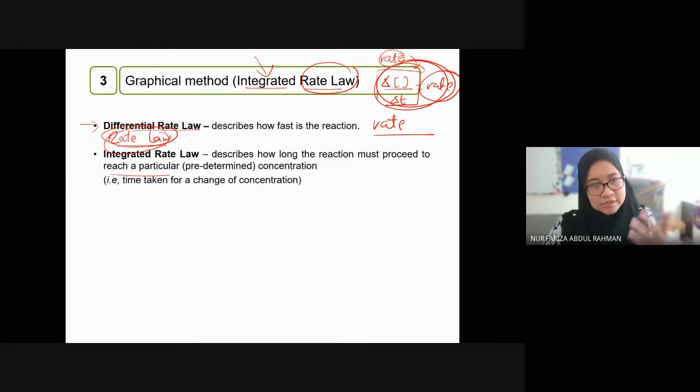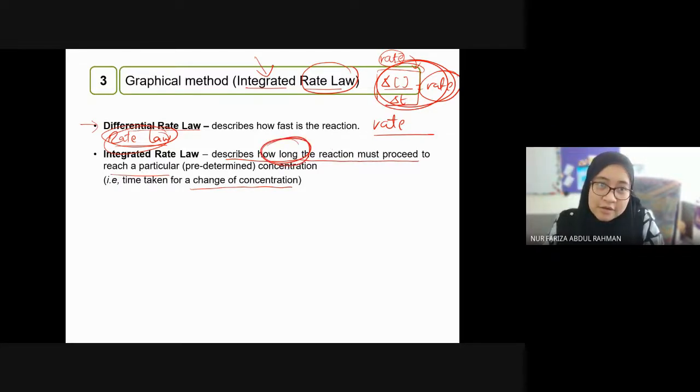Okay, so here, time taken for a change of concentration. Here it also says describe how long the reaction must proceed. How long? It must proceed to reach a particular predetermined concentration, to reach a certain concentration, guys. So time taken is very important. So for the integrated rate law, you can imagine that later the formula will have T there. Okay, alright.